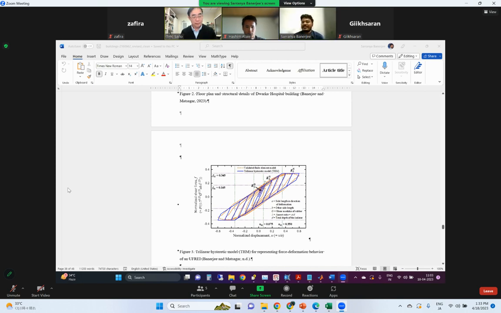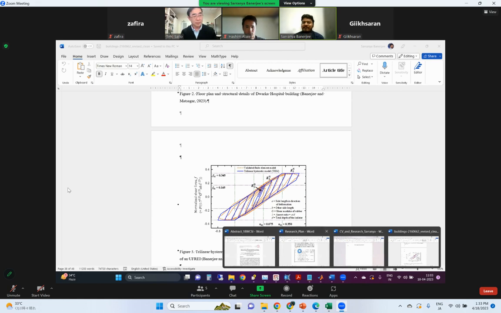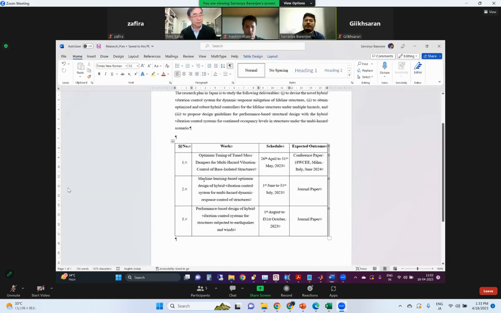So I wanted to investigate that for a conference paper. After that, as we were planning, we could propose some machine learning based optimization procedure for the optimum design of the hybrid control system. You were suggesting some papers on Bayesian based methods, so I could review them and find some optimization method for this hybrid control system. And finally, I want to do some probabilistic analysis where I could find the fragility curves for the uncontrolled, only base isolated, and hybrid control systems.